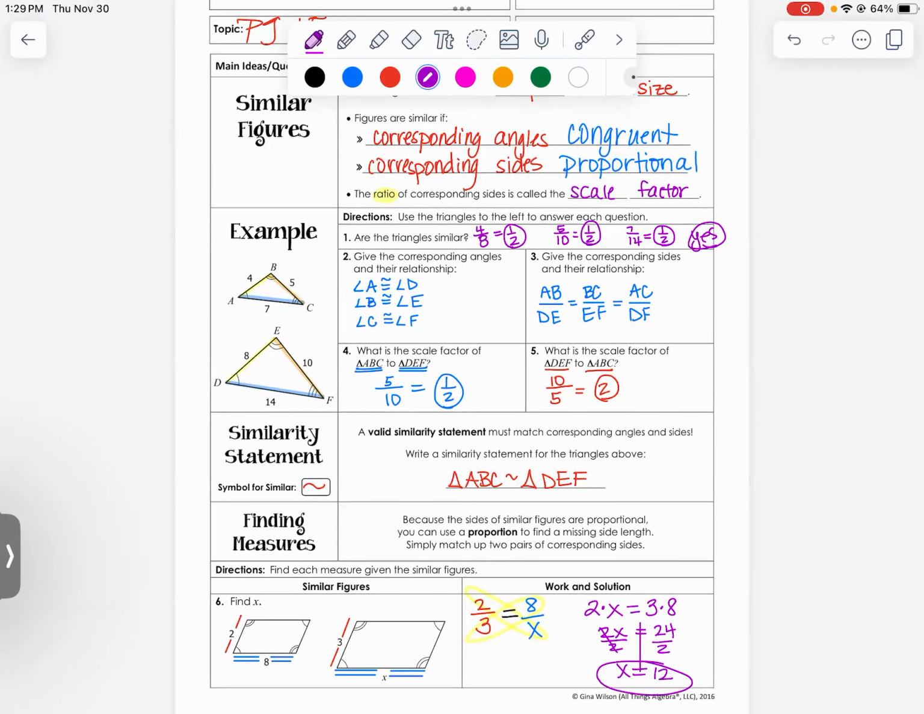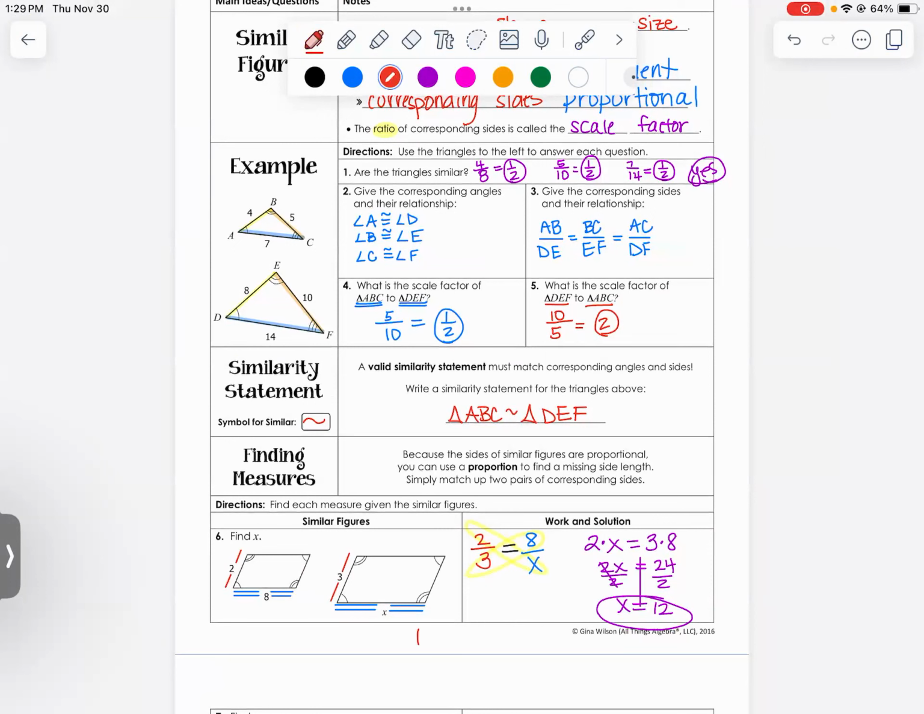This is what I want you to do. Go to page 17, and you're only going to do 1 through 7. Can I press on 8? No, because we'll do it tomorrow.